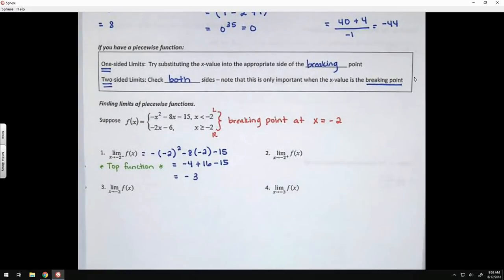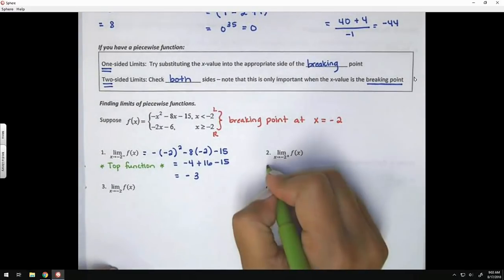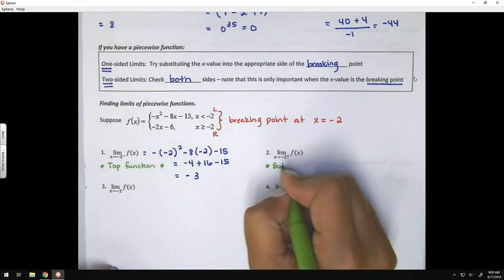Now if I want to find the limit as x approaches negative 2 from the right, I'm going to use the bottom function.